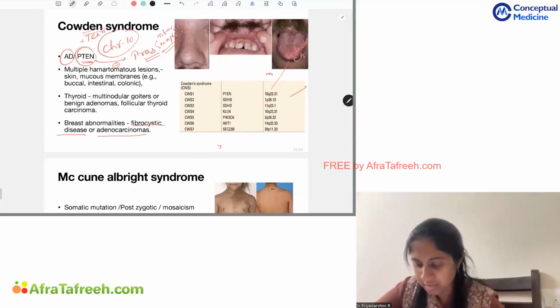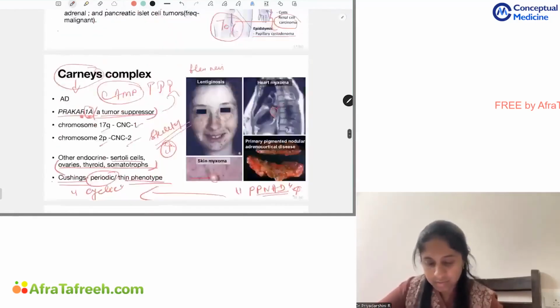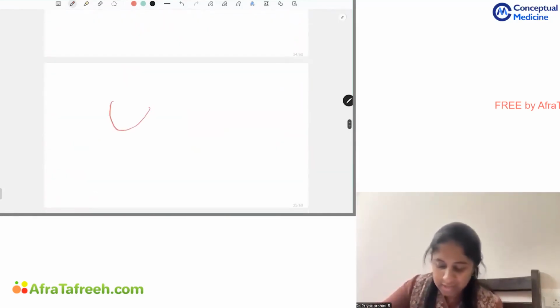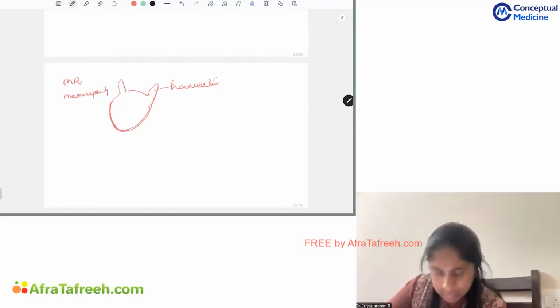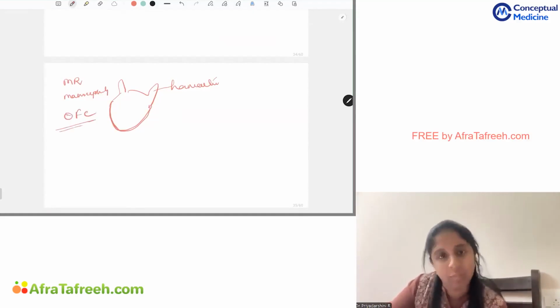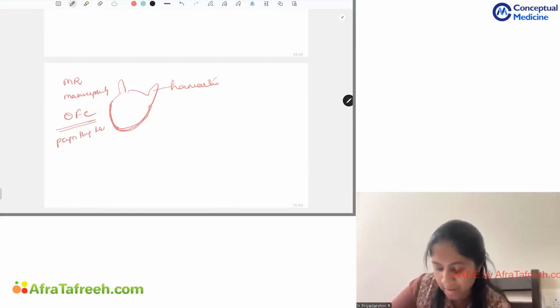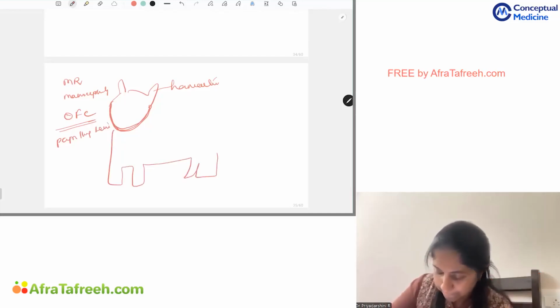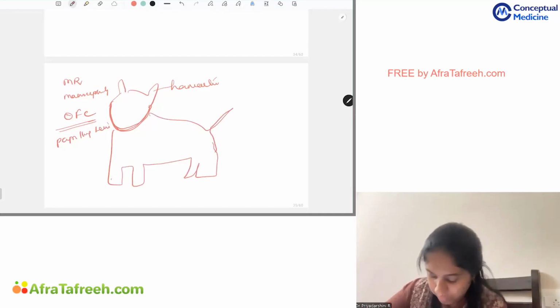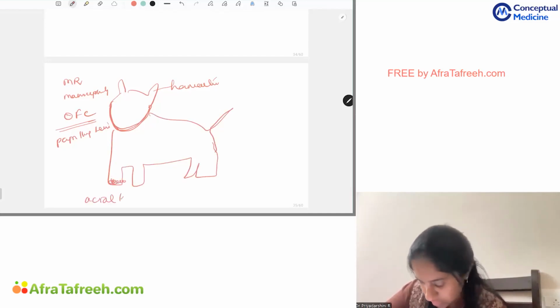I'll just go again through those mnemonics for easy understanding. Remember a cow to have very large ears. So the cow will have hamartomas, large head, so macrocephaly. The cow will have low IQ, so mental retardation. It will have a large jaw, so automatically osteitis fibrosa cystica. And this looks like a papule, no? So papillary lesions, a lot of papillary lesions would be there. And the cow will have strong legs, so acral keratosis.